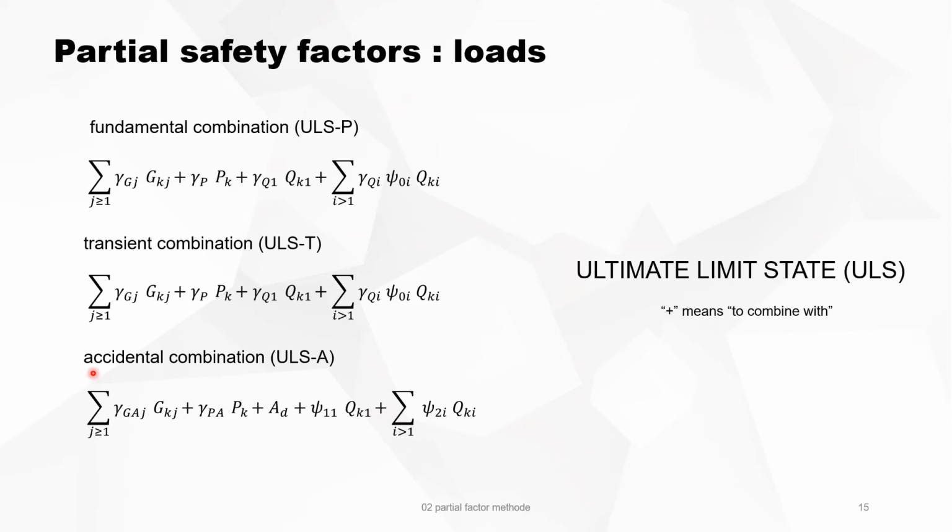In the accidental combination, you will see that the permanent loads, you have to add them up, with the pre-stress, then you take one accidental load and combine it with the C1 value of the first mobile load, which is not an accidental load, and then you combine it with all the others with the C2 factor.